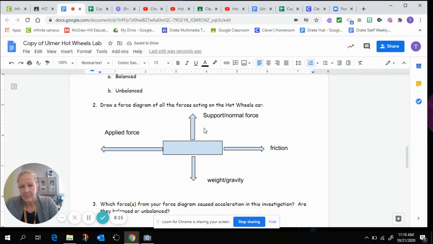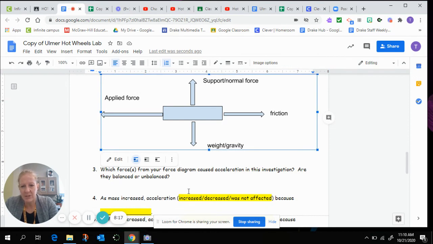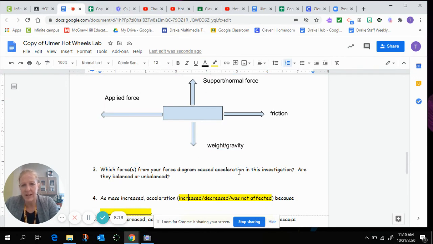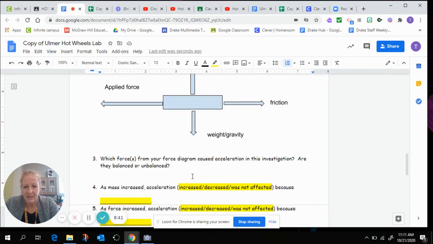When you scroll down, the next question asks you, which forces from the diagram caused the car to accelerate? Again, there are 4 forces up here. Of those 4, what is causing the car to start moving or to start accelerating? And then are those forces balanced or unbalanced? So choose from those 4, which one causes the car to actually start moving, and then is that force balanced or unbalanced?